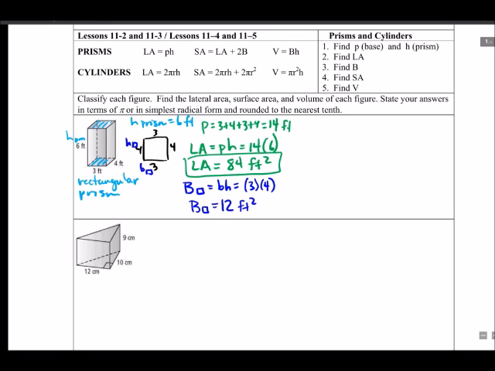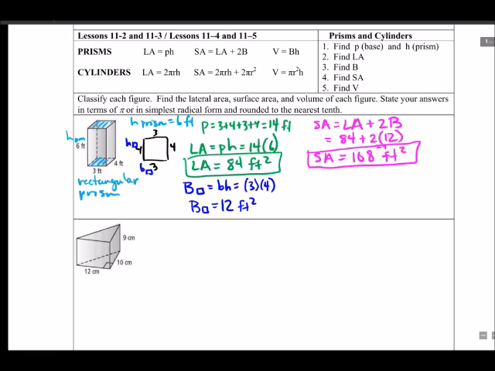And that is going to let me find my surface area. Surface area of a prism is simply lateral area plus 2 times the area of the base. And so we have lateral area is 84 plus 2 times 12. So that's 24. So my surface area is going to be 108 feet squared.